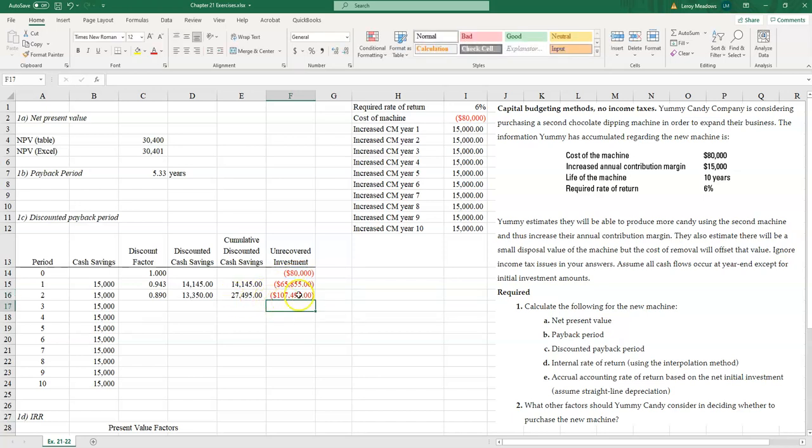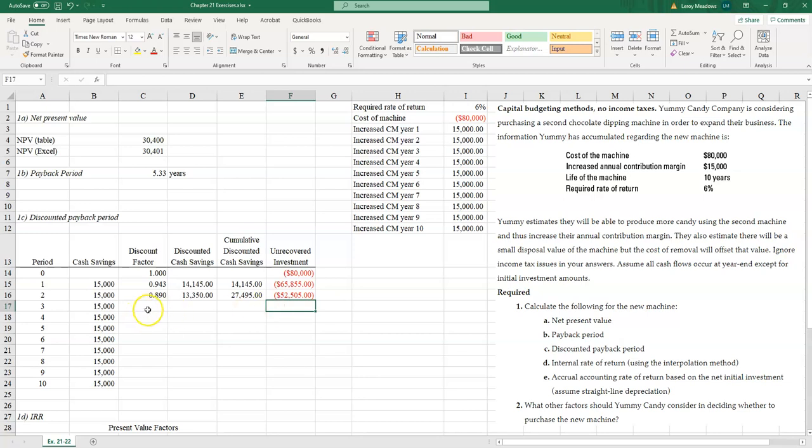So the amount I have left to recover is, I put the wrong sign in here. And I'm going to unlock this cell so I can use that formula again. It's $52,505. And that's the amount I have left to recover after year 2, when I take these cash flows and discount them back and take into account the time value of money.